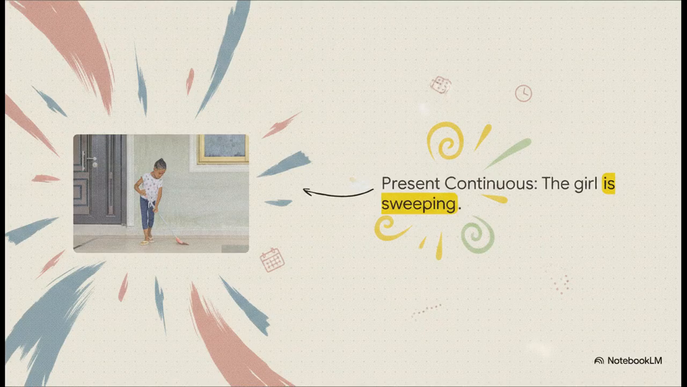Think about our friend with the broom again. To show she is actively sweeping the floor at this exact moment, we use a helping verb like is, am, or are, and we follow it with our verb ending in ing. So sweep becomes is sweeping. This paints a super vivid picture for the reader that the action is alive and ongoing.